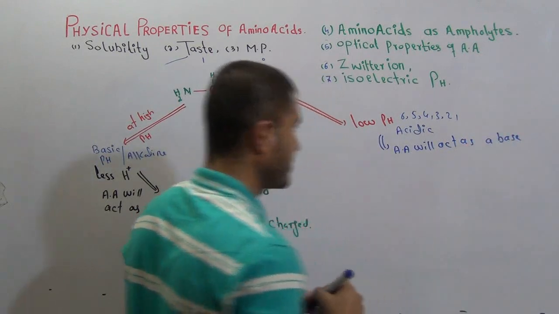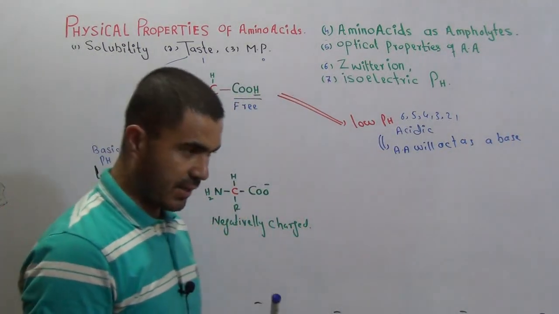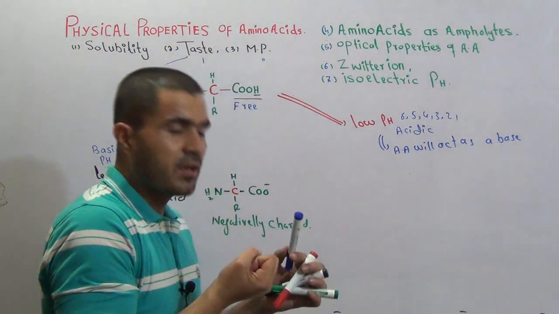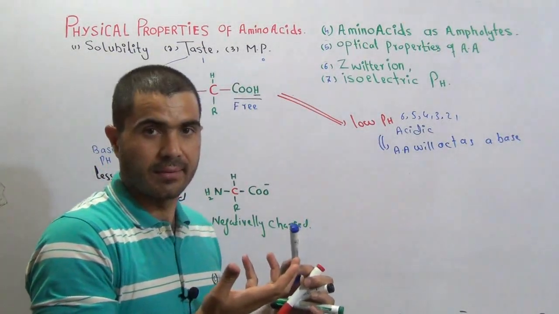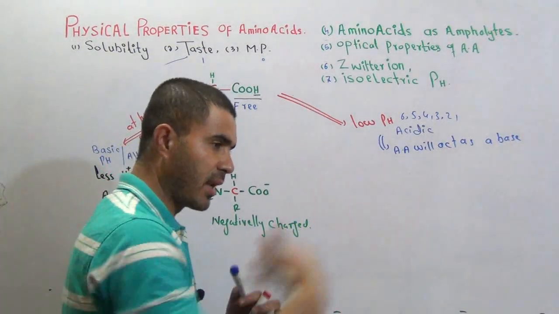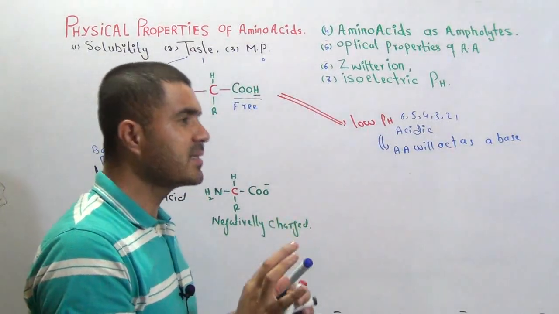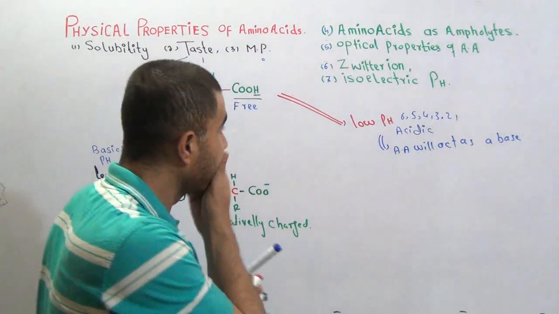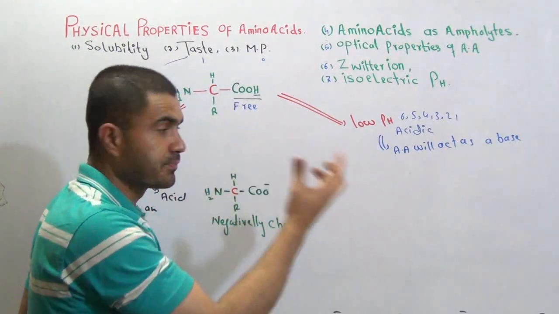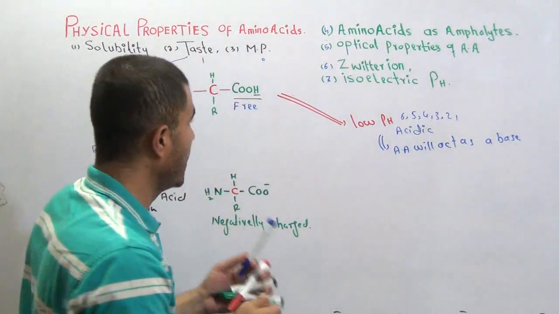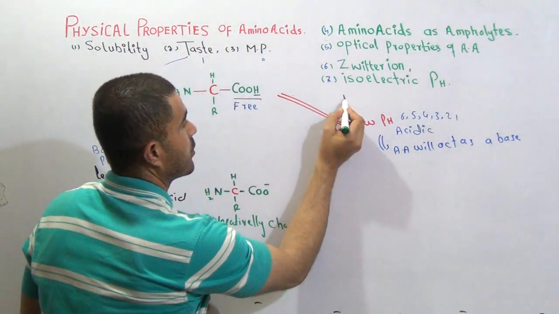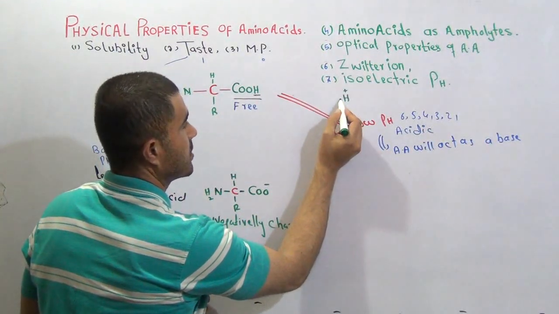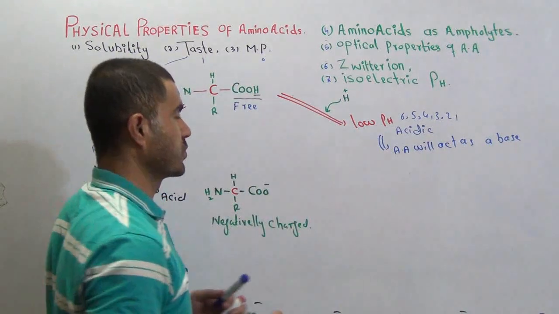And what does a base do? A base receives a proton, a hydrogen ion. A base also donates an electron pair, but a base receives a proton. Now what will happen? That amino acid will receive a proton. Here is H. This will be enough to say.